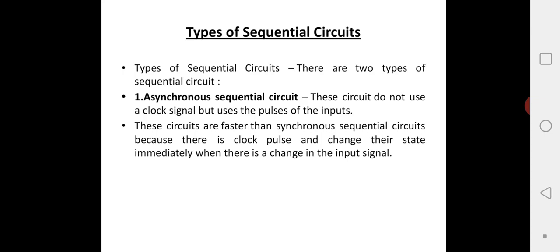Now let us look at types of sequential circuits. There are two types of sequential circuits. One is asynchronous sequential circuit and another one is synchronous sequential circuit.